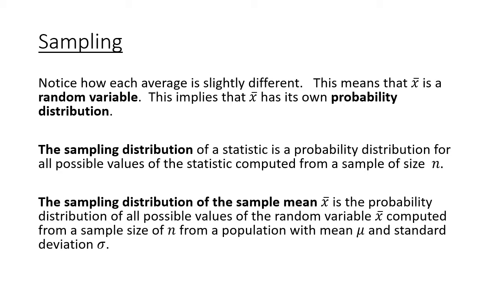Now, our sampling distribution for a statistic is going to be one of those probability distributions. And we're going to compute that from a sample size of little n. Again, that's the notation that we used earlier in the class too. And our sampling distribution of the sample mean is a probability distribution of all those possible values computed from our sample size n with our mean mu and our standard deviation sigma.